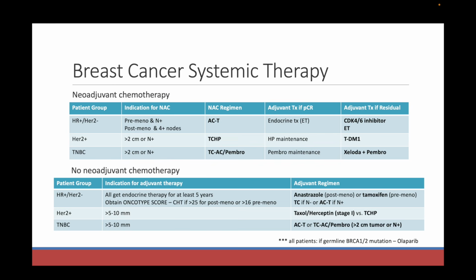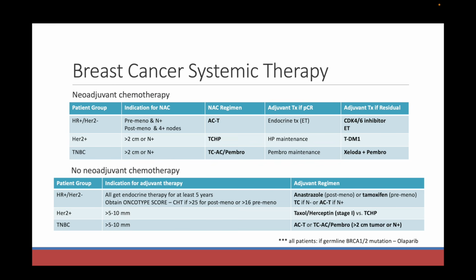For stage 2 to 3 patients that are not getting chemotherapy, you can do a CDK4/6 inhibitor such as abemaciclib or ribociclib as well. So that's something that you might see where they get hormone therapy and then a CDK4/6 inhibitor if their Oncotype is low. And then the hormone therapy that we do is anastrozole if you're postmenopausal or tamoxifen if you're premenopausal.